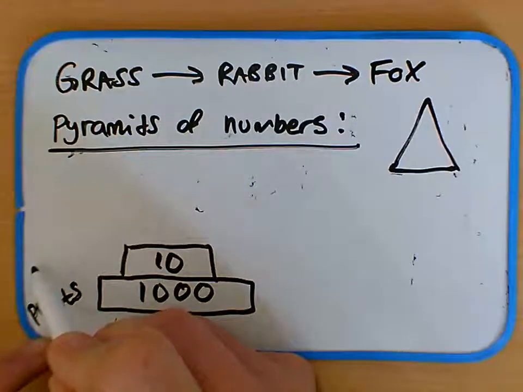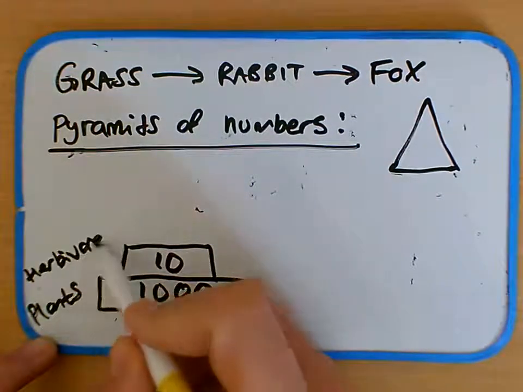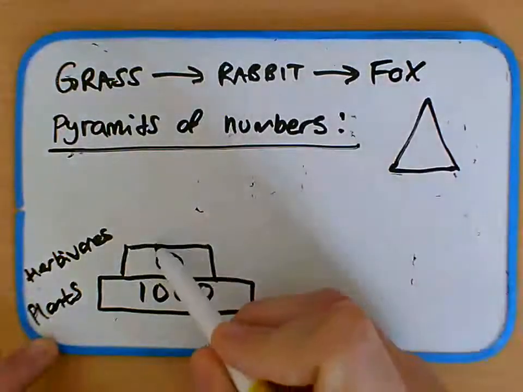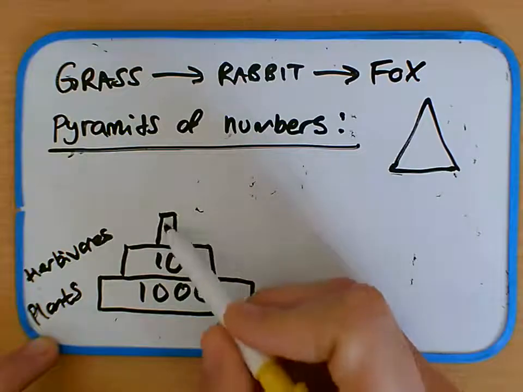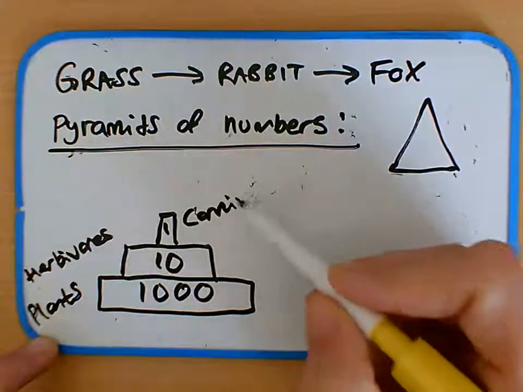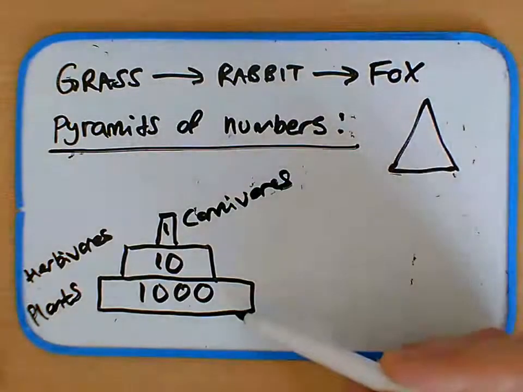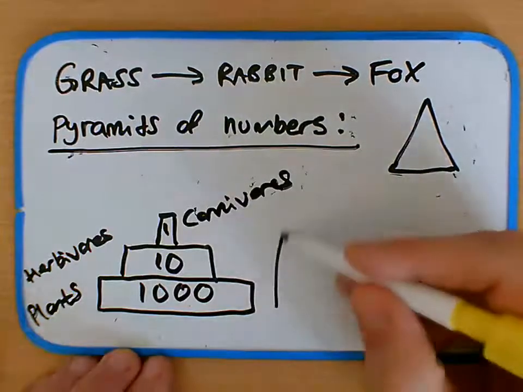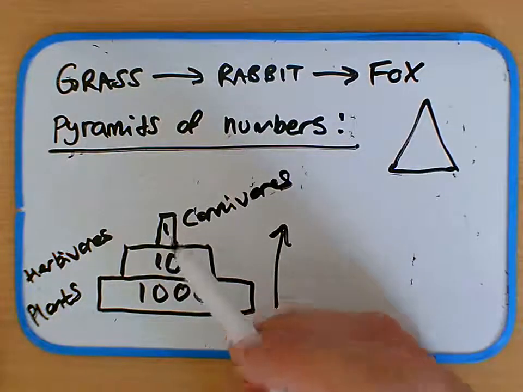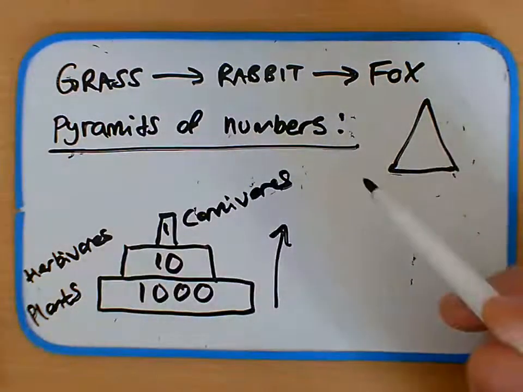Okay? So this time then, we normally have our herbivore or herbivores. And then we go to the final stage, which is the fox. So let's say there's only one fox. So at the top now, we've got the carnivores. So we go from the bottom, and we work our way up. Plants first, herbivores, and then the carnivore at the top. You'll notice the numbers decrease, so we get that typical triangular pyramid shape.